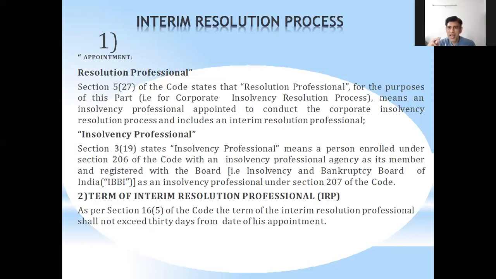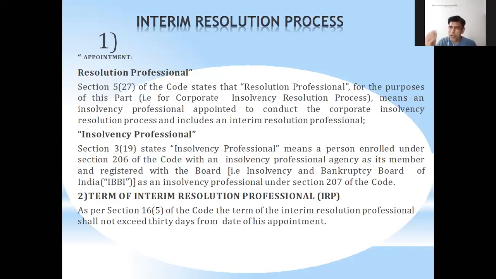Now, who is an IRP? As per Section 16 of the code, the term of the IRP shall not exceed 30 days from the date of his appointment. So the day is appointed by the NCLT, from that date till the 30 days of the whole process, the person is known as the interim resolution professional. Remember, the person is the same, but for the first 30 days he is the IRP, and thereafter the 30 days he will become an RP.